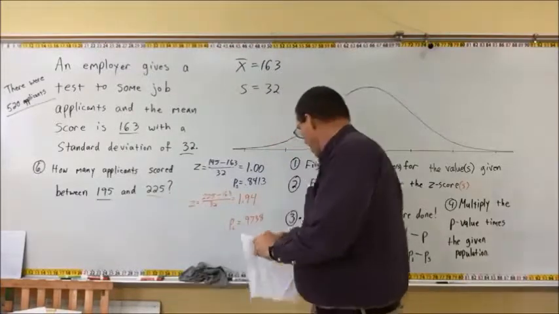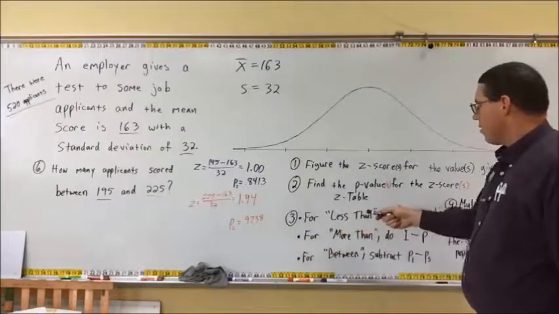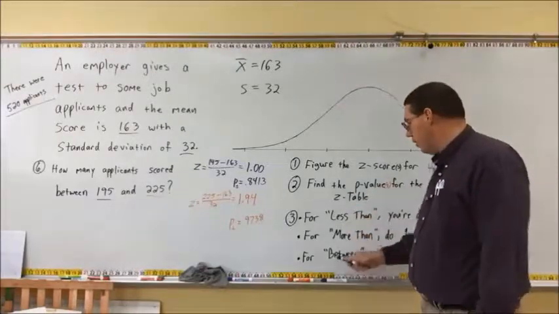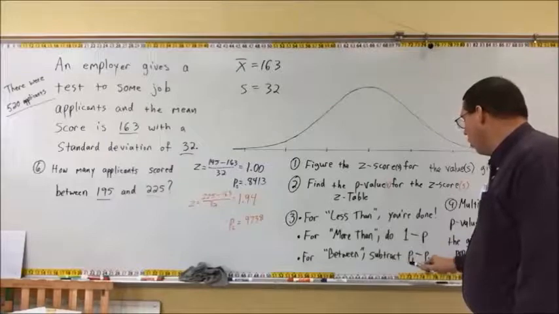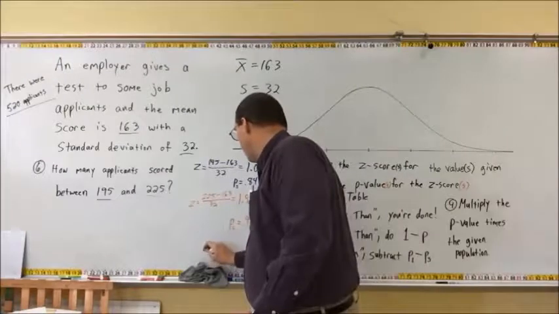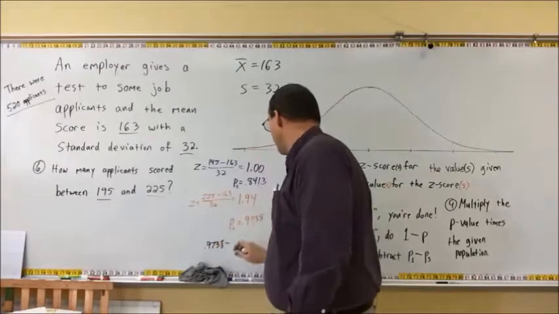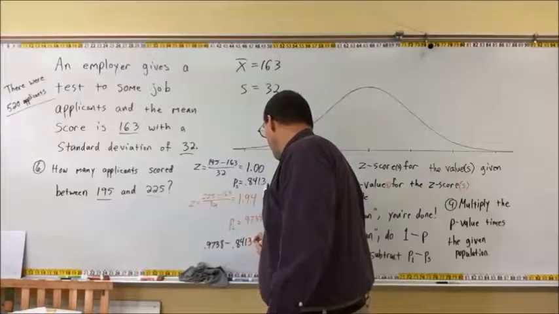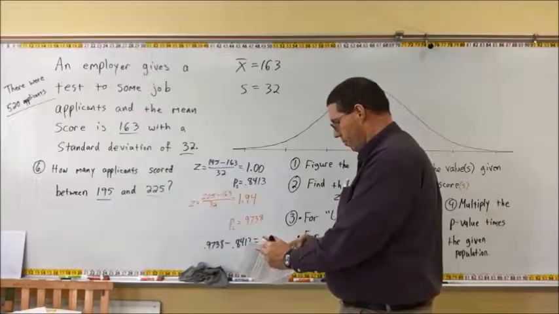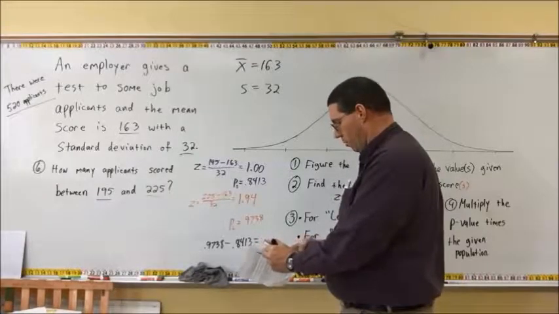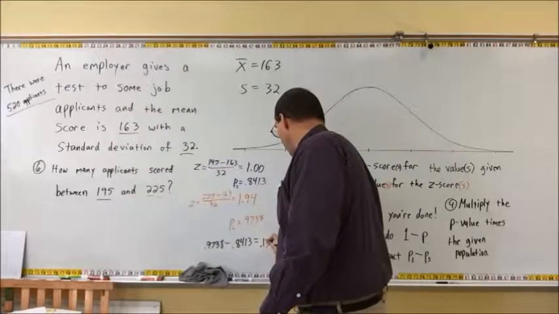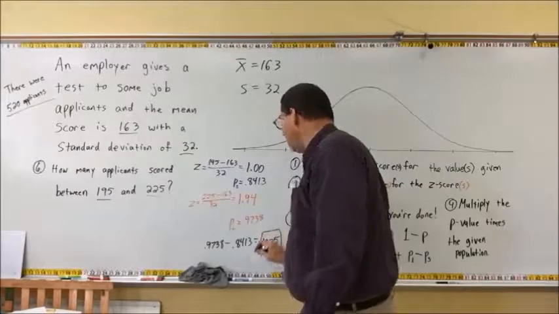Now, for less than, that's not this one. For more than, that's not this question. This question is a between question. For between, subtract the larger p-value minus the smaller p-value. So we do 0.9738 minus 0.8413, which gives us 0.1325. So that is our between proportion.